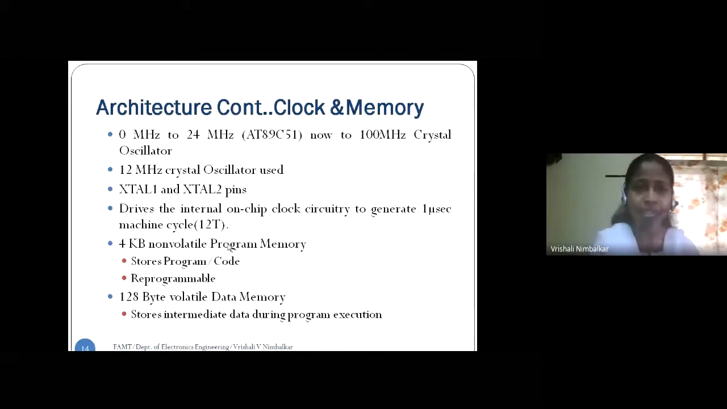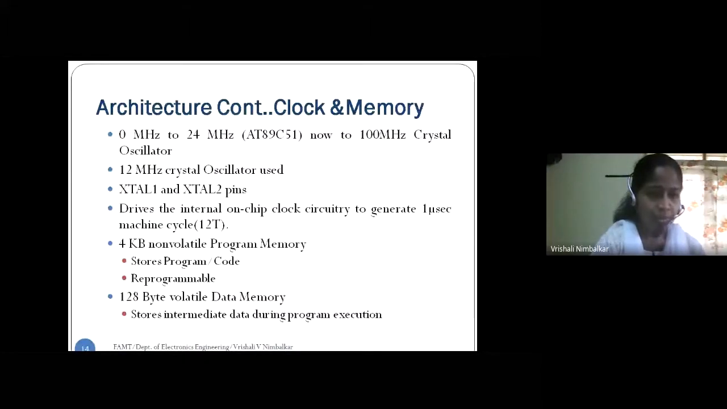Majority of the instructions are executed in 1 microsecond. That is the meaning. Okay, majority of. So that is all about the clock circuitry, right? And the last point, memory. By now, everyone should be okay with how much memory there is. So internally, we have 4 KB program memory. It is non-volatile, correct?